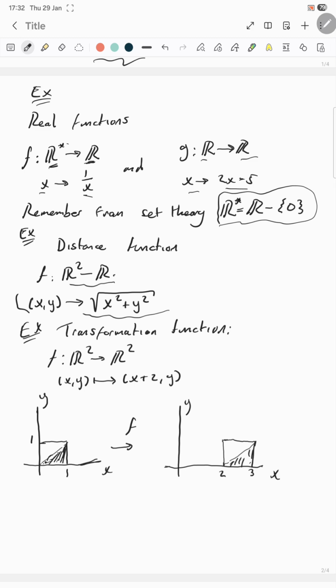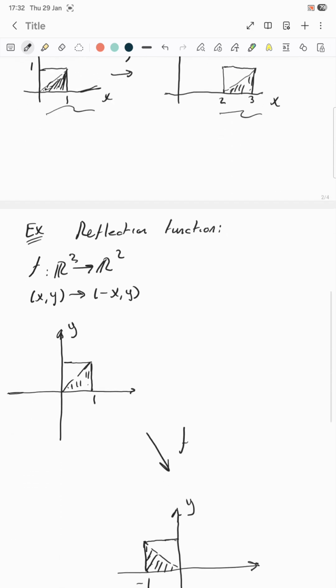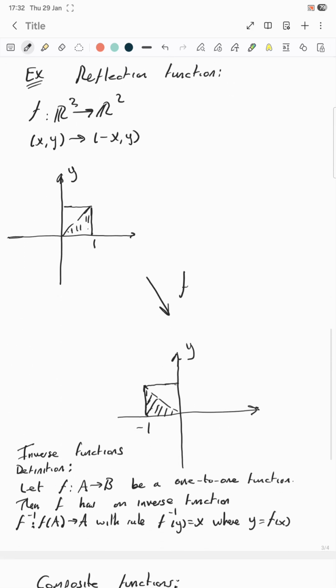An example of a transformation function. These are all just very quick, short examples of what we mean by these functions. A transformation function: we're mapping f such that it maps R squared to R squared, (x, y) goes to (x plus 2y, y). So this is just transforming this to a new position on the graph. Should be straightforward. So functions are basically a mapping. I should have said that from the start. It's a mapping.